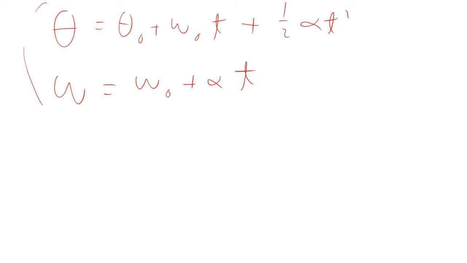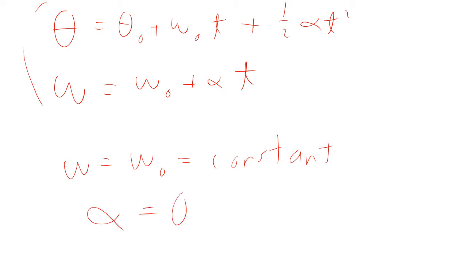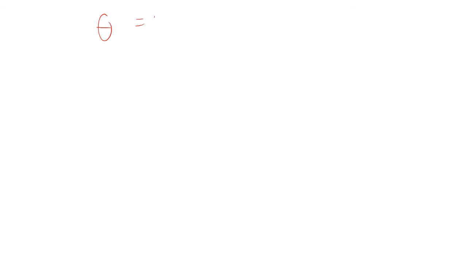Now, we'll get back to this later on in the semester. For right now, we're going to assume that omega equals omega naught, a constant. So we have constant angular velocity, which means the angular acceleration is 0. And if we assume that the initial angle is 0, then we can just say that theta equals omega t.